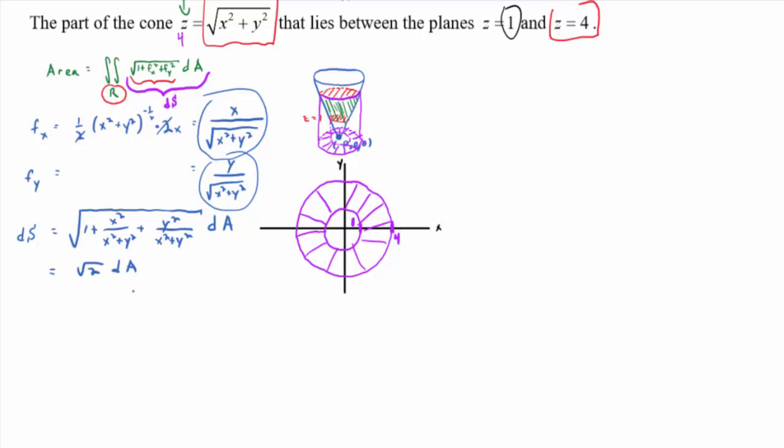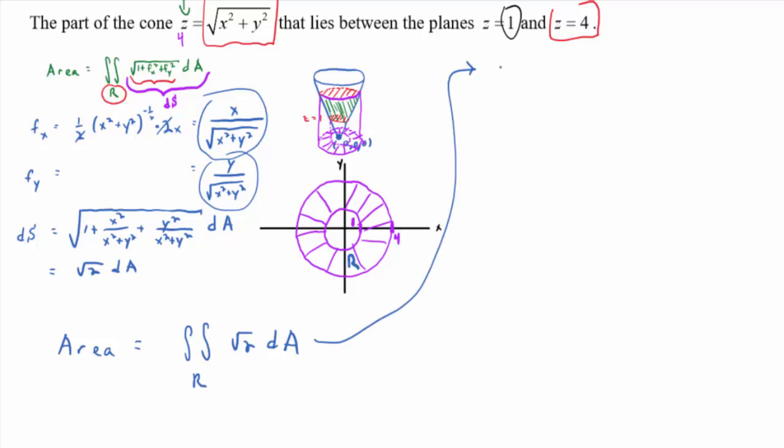So then my area integral becomes, just filling in this formula, the double integral over R of the square root of 2 dA. What are we going to want to switch to? Good old polar coordinates. So you see this tire-looking region.